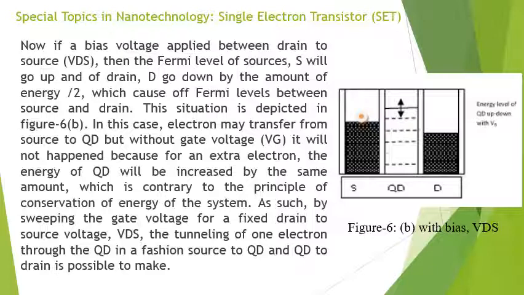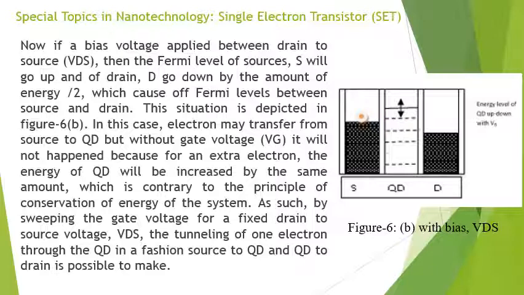It will not happen because of the extra electron. Meaning that the electron gets transferred from source to quantum dot, but without gate voltage it will not happen because of an extra electron. Getting this? Right? From the figure it is clear that the electron transfers from source to quantum dot, and there is no voltage given to the gate, right? And if there is no extra electron, then it will not happen, and the energy of the quantum dot will be increased by the same amount, which is contrary to the principle of conservation of energy of the system.